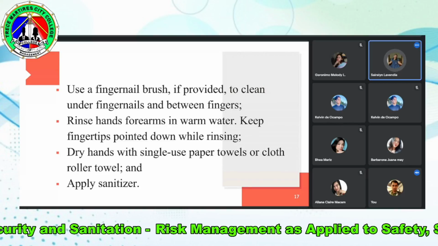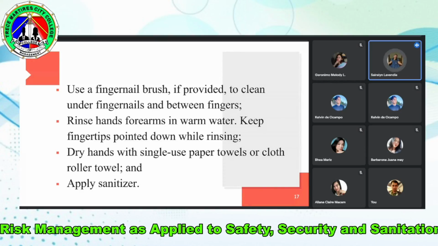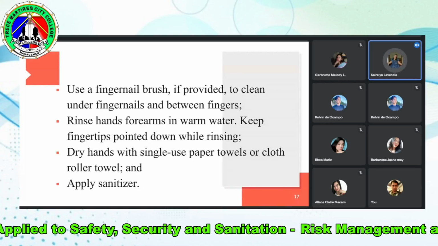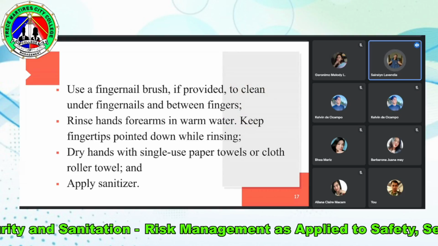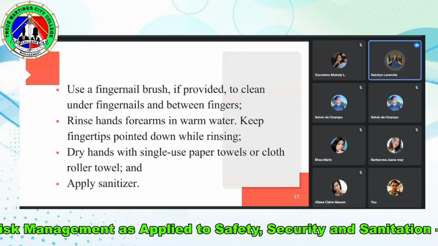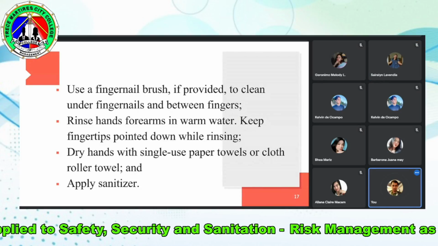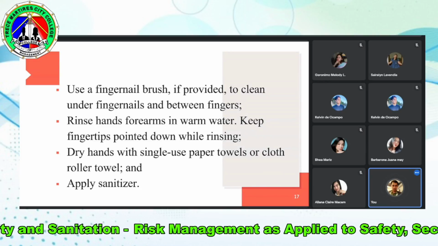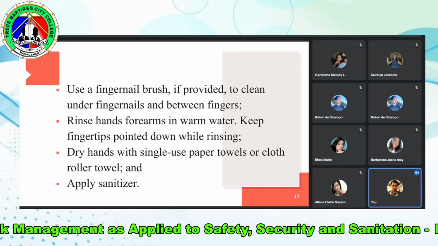Sir, pwede po sumagot? Sige, sure. Sir, kasi po parang hindi lang naman po sa hands na pupunta yung bacteria sa katawan natin. Possible din naman po na mapunta po siya sa other part ng katawan natin. Pero syempre po, since yung arms po yung malapit sa hands, kailangan din po natin linisan yung arm part po natin. Okay, that is correct. So, hindi lang porque sinabi, wash your hands properly, hands lang yung iwawash natin. Kasama yung arms.